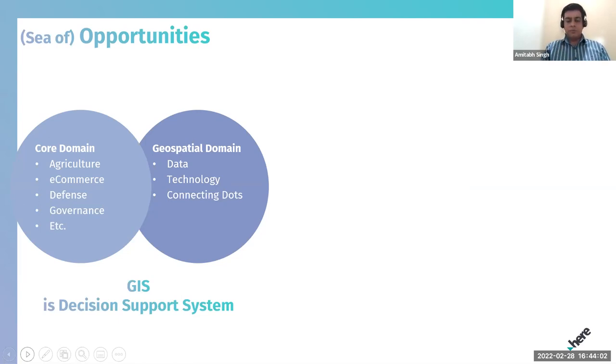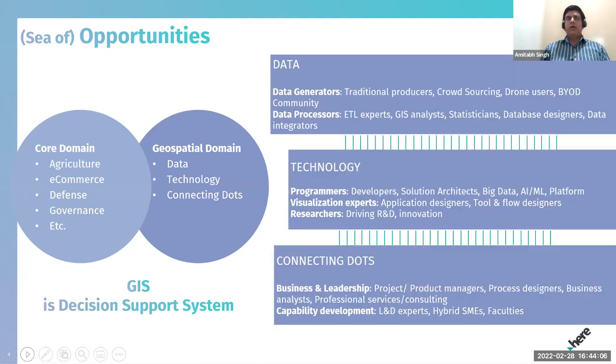And with that, let me come to the last section of today's session. I'm trying to divide the different opportunities which exist in this domain into the same three pillars, starting with data, moving to technology, and finally connecting dots. When I'm talking about data generators, there are traditional producers. I already talked about the surveying and then digitization. It still happens in segments of the industry, but over the last 10, 15 years, automated sources like crowdsourcing have really come up very fast. Drone users, not only the usage of drones to collect the data, but the processing capability on drone or off drone, both of them have come up brilliantly.